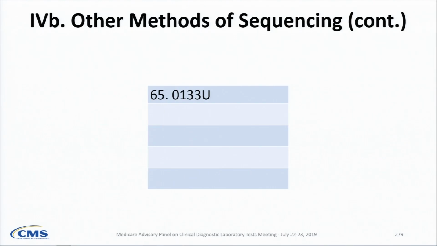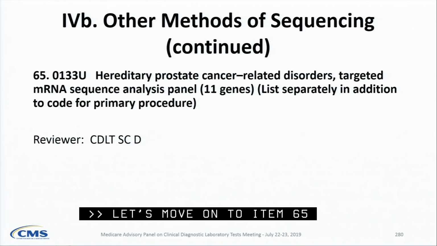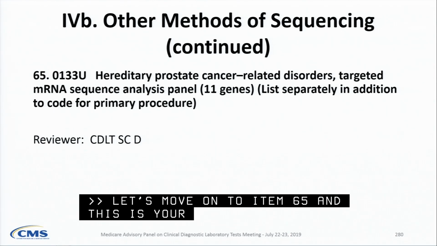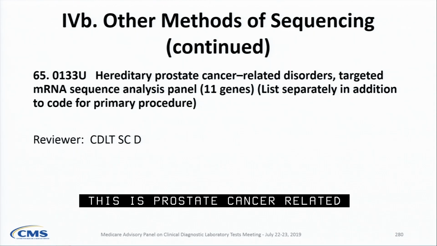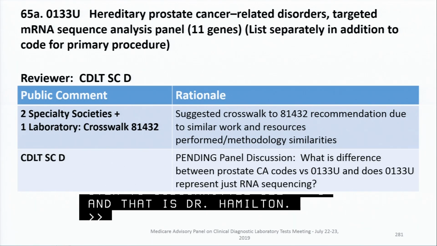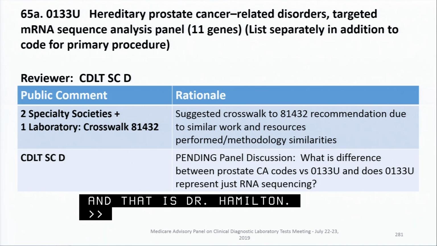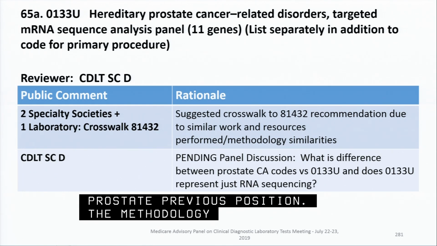So let's move on to item 65, and this is 0133U. This is a hereditary prostate cancer-related disorders test, and I'm going to turn this over to Subcommittee D, Dr. Hamilton. Thank you. This time is a panel of 11 genes for hereditary prostate predisposition. The methodology is mRNA sequencing, and the appropriate code is 81432. Any comments from the folks here in the room?